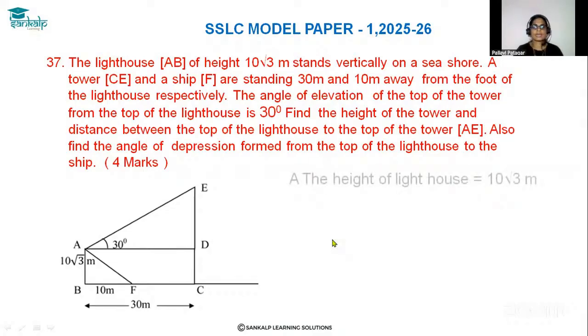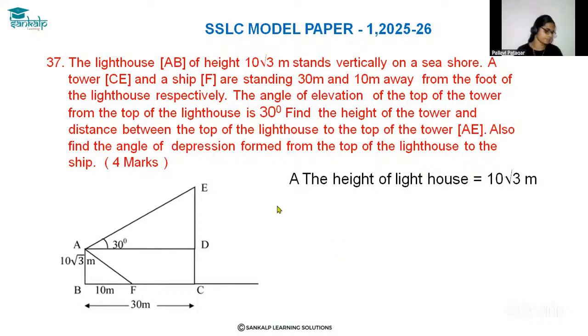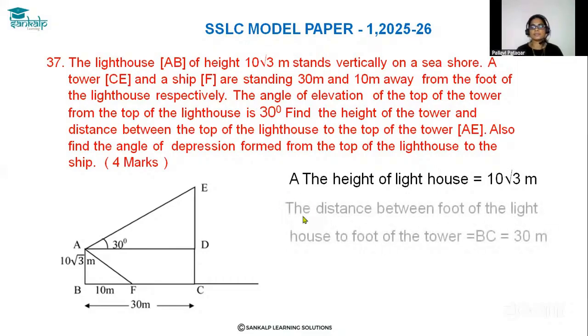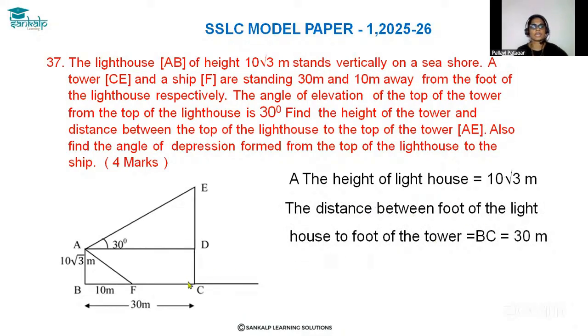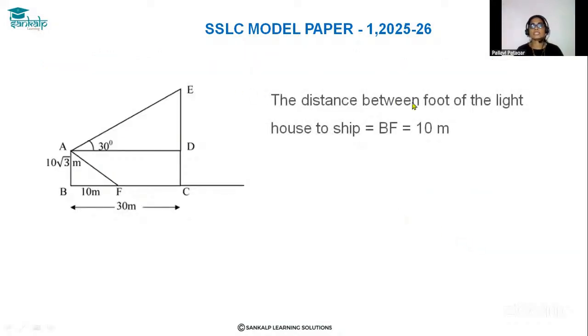So see the diagram. Here the height of the lighthouse is 10 root 3. Okay. So this is AB. And the distance between the foot of the lighthouse to foot of the tower, so this is BC is equal to 30 meters. Okay. So the distance between the foot of the lighthouse to the ship, this is equal to BF. So this BF is 10 meter.